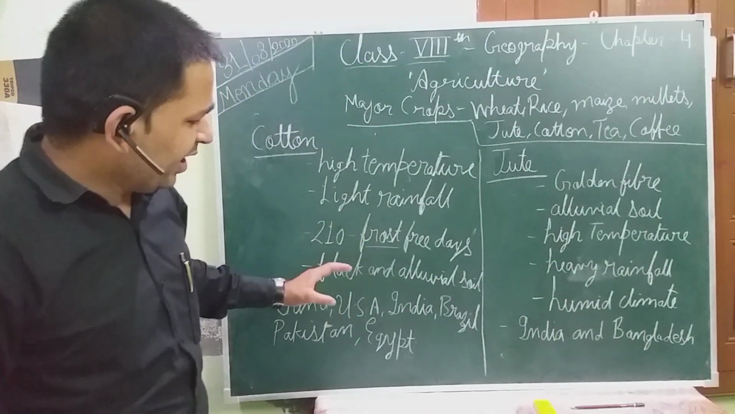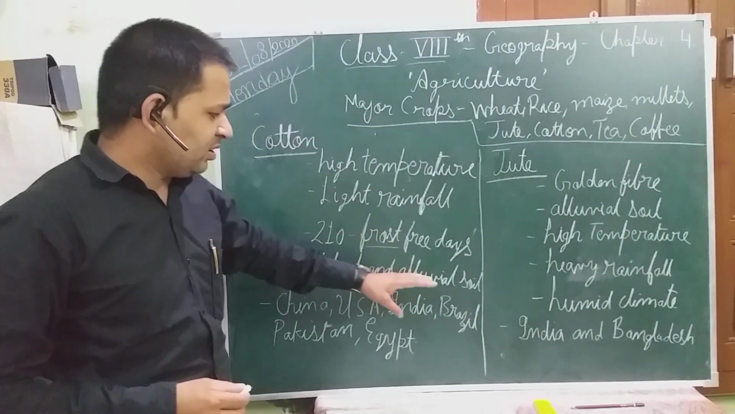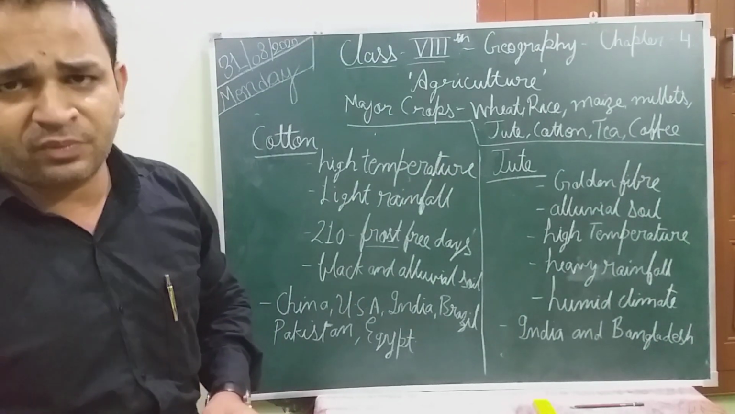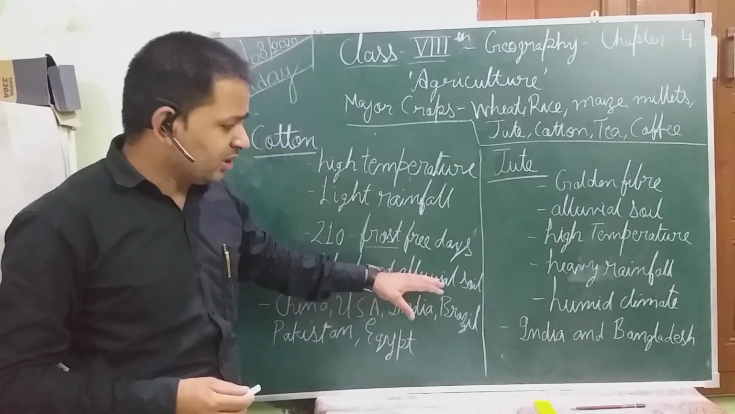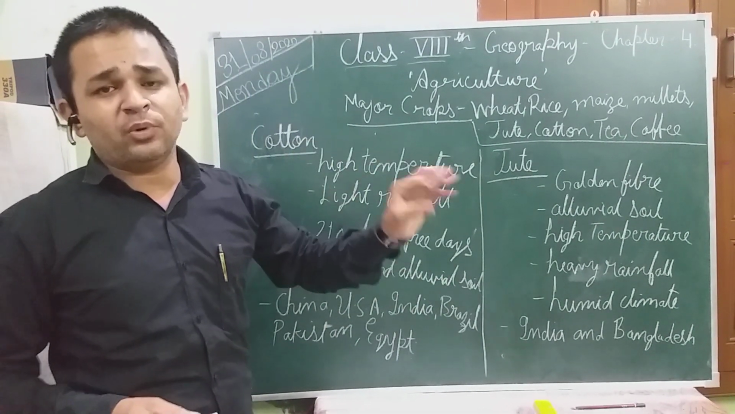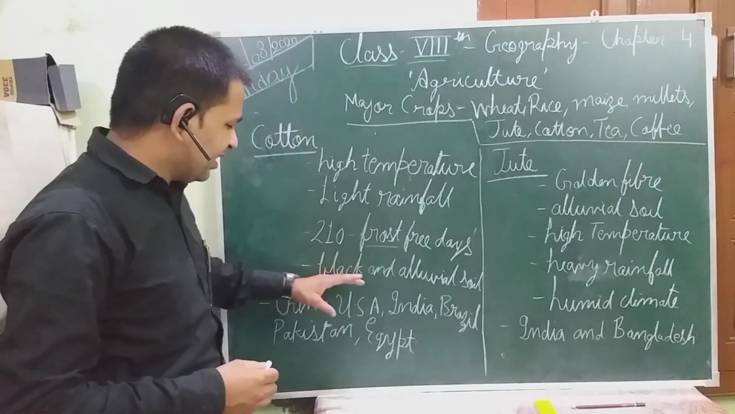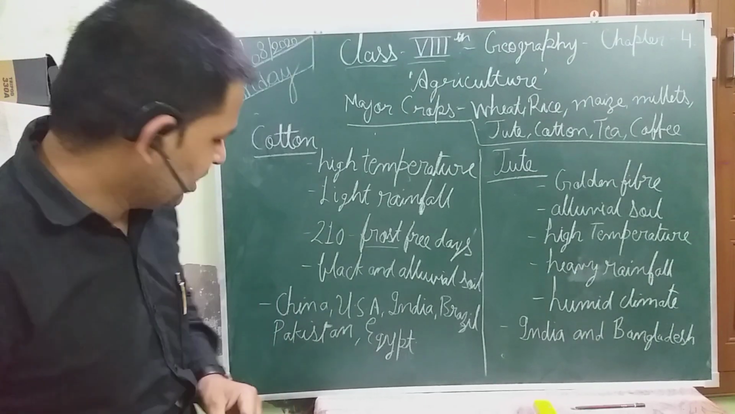Okay. Black and alluvial soil are favorable for the cotton plant to grow. See, dear students, alluvial soil is so fertile, such a top variety of soil, that you will find almost every type of crop can grow easily in it. Okay. Black is a special type of soil which usually supports cotton cultivation.